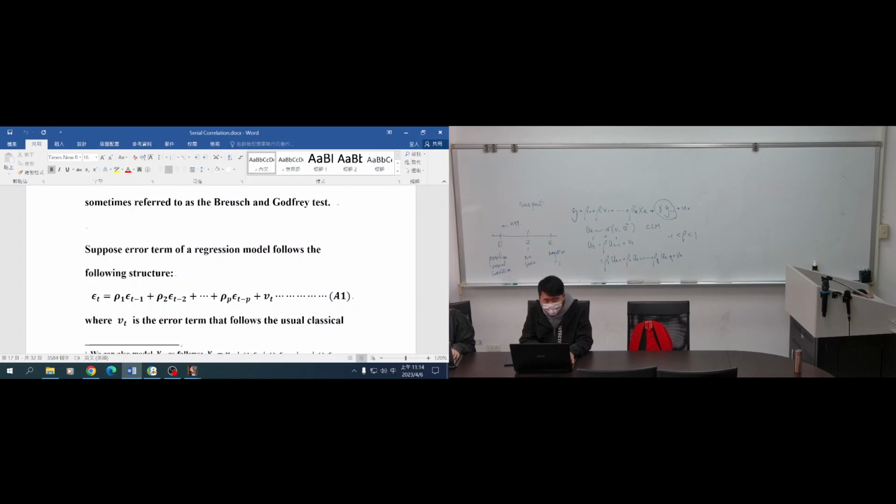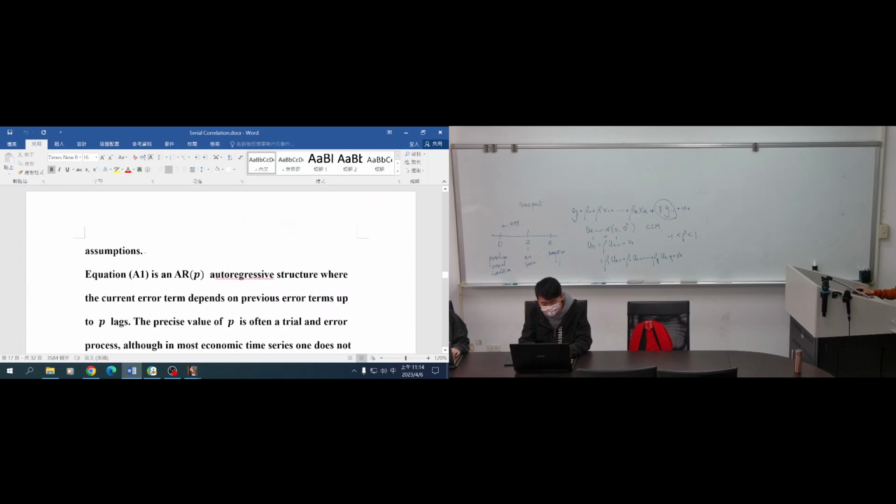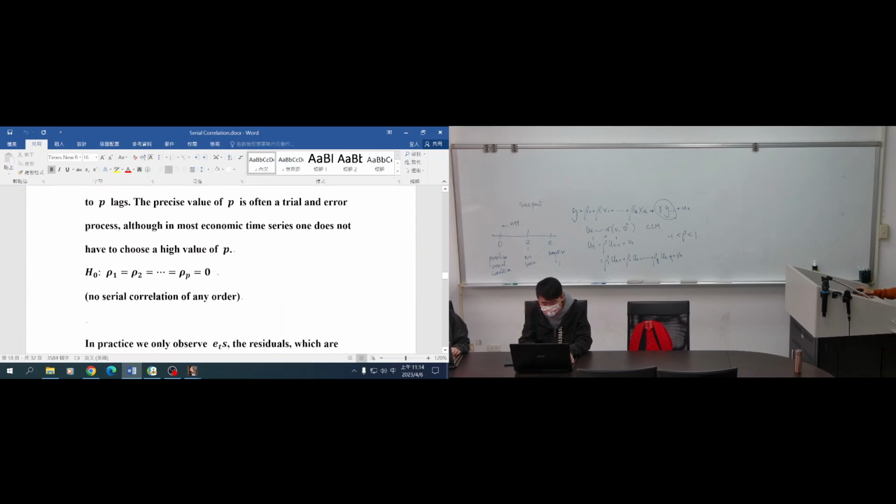So the idea of the Lagrange multiplier test is using this regression. In other words, we're testing all these coefficients. If at least one of them is significant, it means there's serial correlation, right? So the null hypothesis is that there's no serial correlation, and the alternative is that at least one of them is significant.